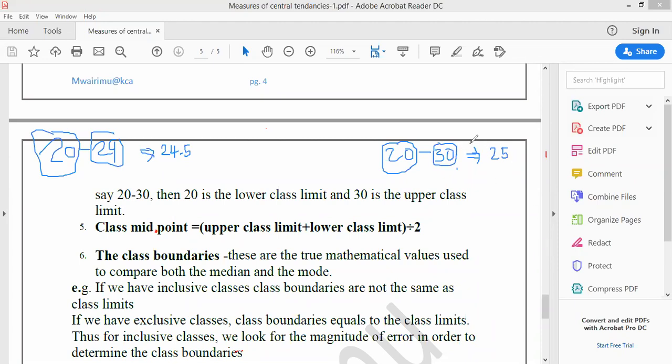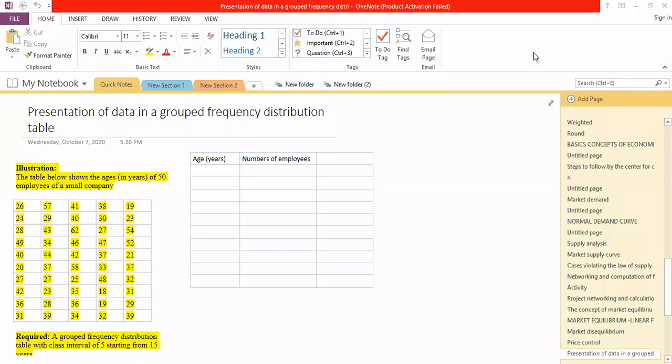I hope those terms are clear so that we can now move to the next stage of the computations and forming a group frequency distribution table. Now we have some data here, and these are the ages of some workers in a certain organization where I have indicated the variables in form of what we call a set of data. A set of data is where you keep on recording, like I have met these 50 workers.